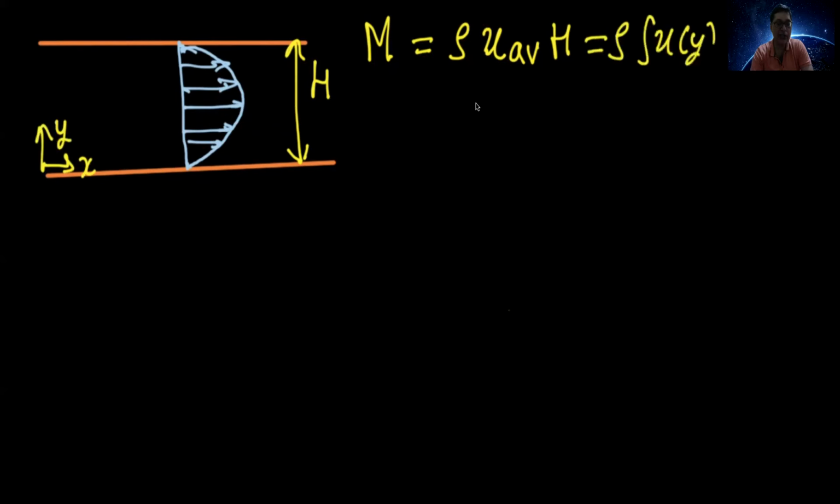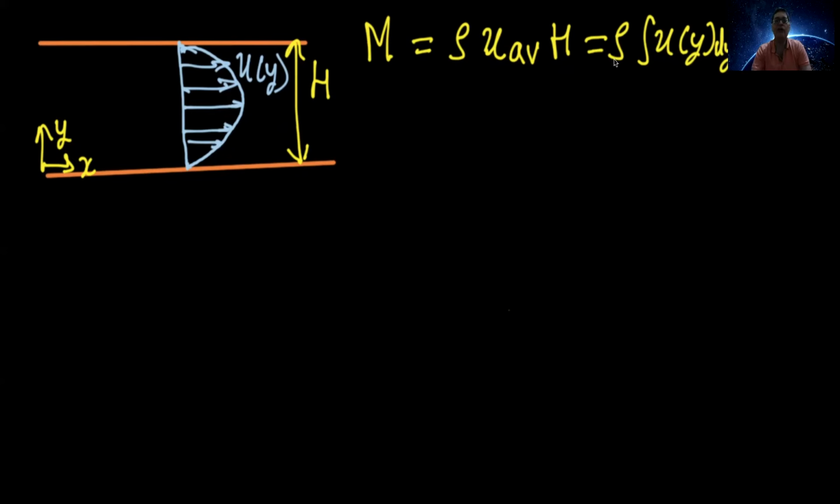Suppose this is the x direction, the horizontal direction, and this is the y direction. So what you find is that this velocity, the actual velocity u shown here, is a function of y. So this can be expressed as rho integral of u(y) dy, and the integral limit will be from 0 to h. From this you can get an expression for u average.